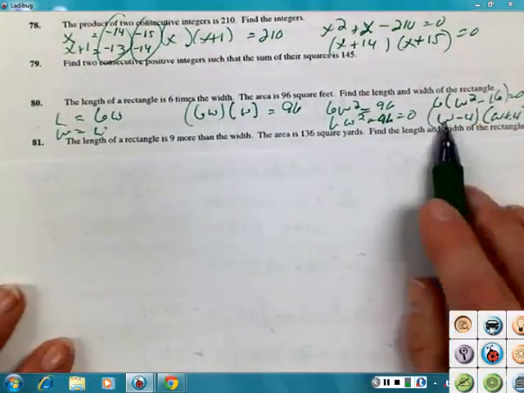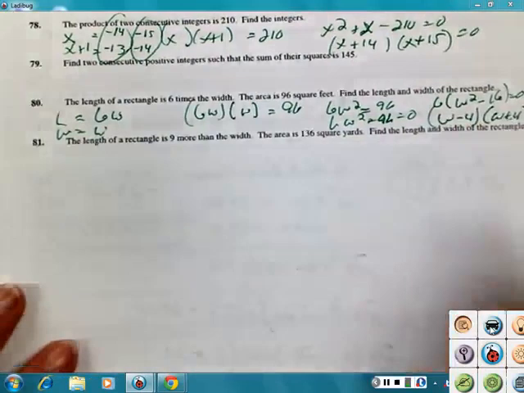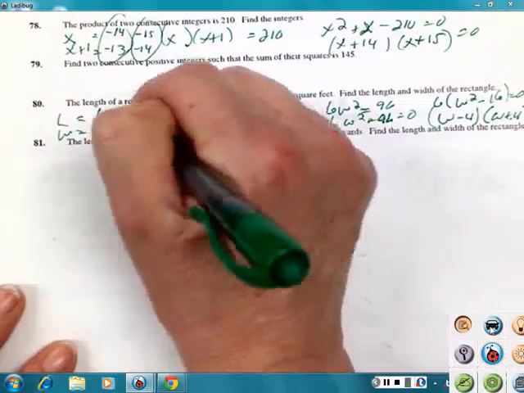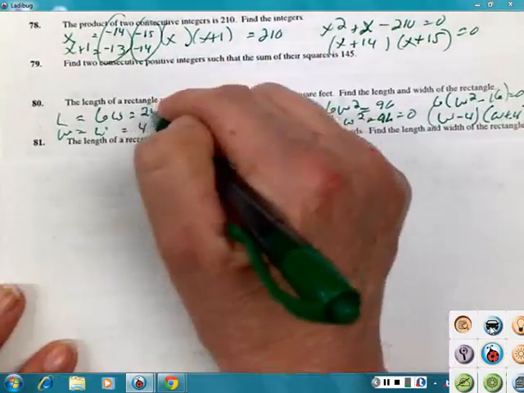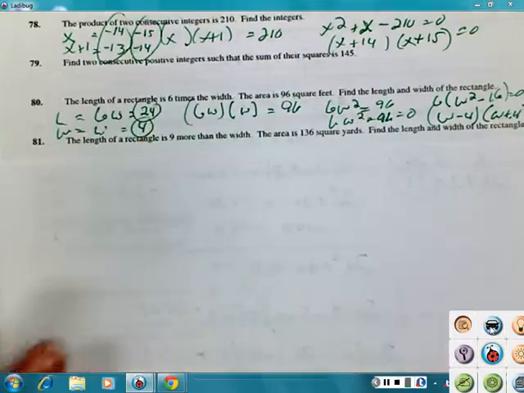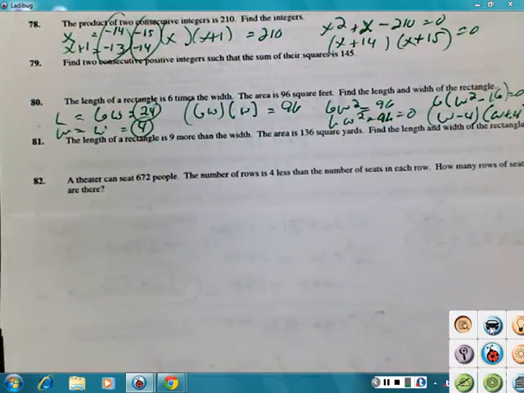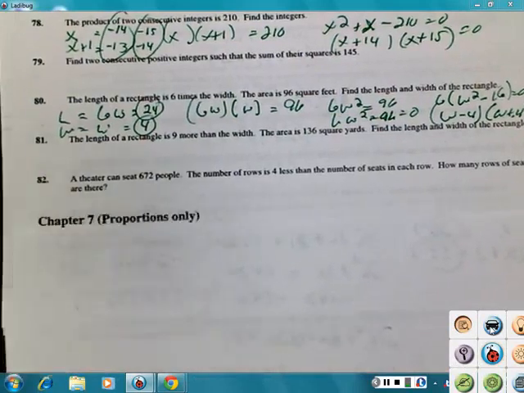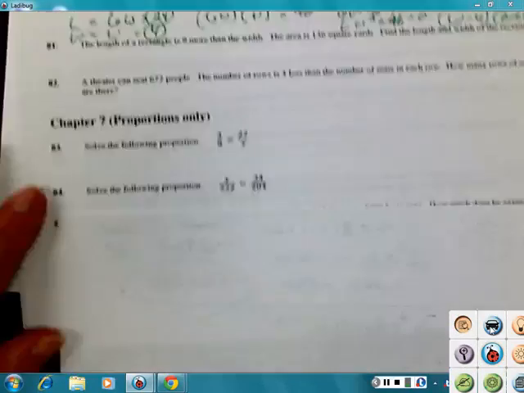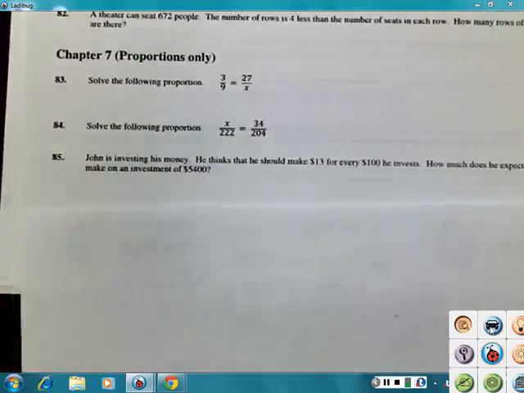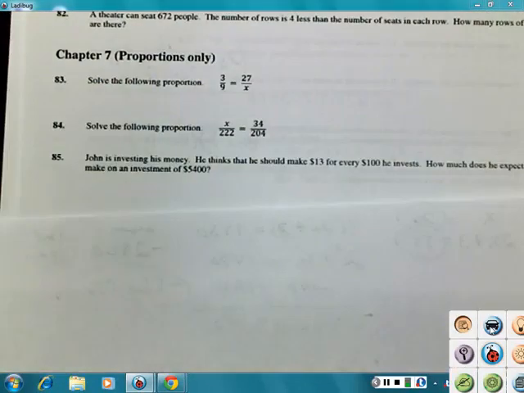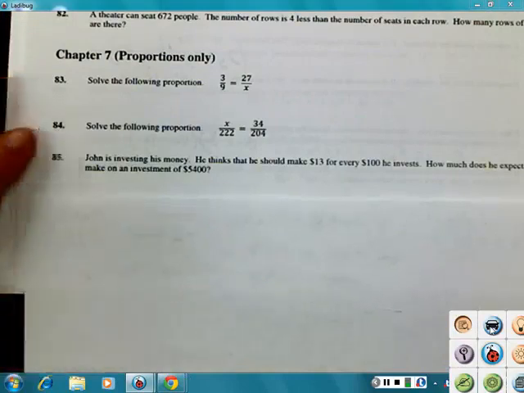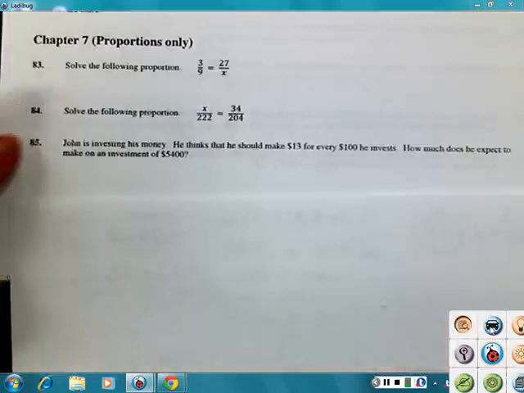One comes out to be positive, the other is negative, so w would equal 4. And 6 times w would be 24. So my two answers would be 4 and 24. And 81 is just like it. And 82 is a theater one, and I think we did theater ones at one other time with those. These last ones in here, it says chapter 7. But chapter 7 has proportions, and one of your questions on your exam is a proportion.